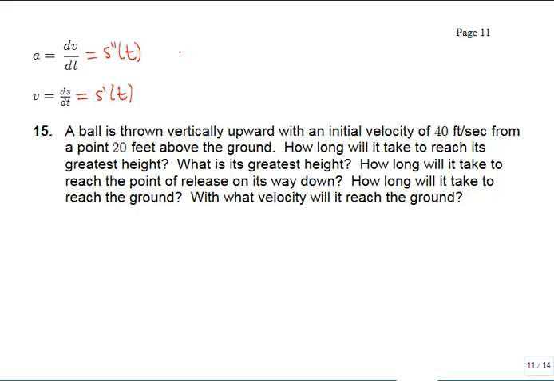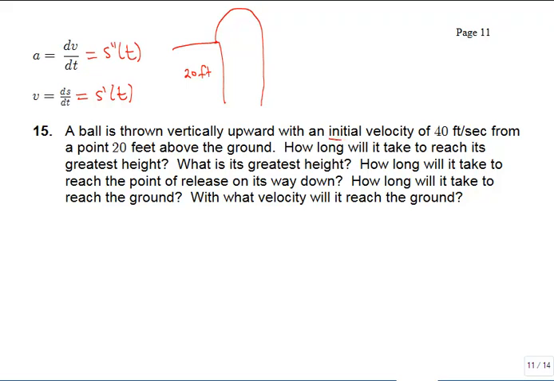So let me draw a picture of that. We're on this cliff or building or wherever that's 20 feet high, and we're throwing this object up into the air, and eventually gravity is going to pull it back down to the ground. Now, right off the bat, it's telling you several things. It's telling you some initial conditions.